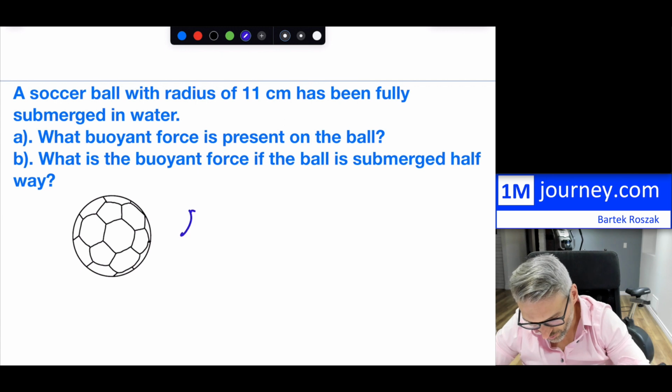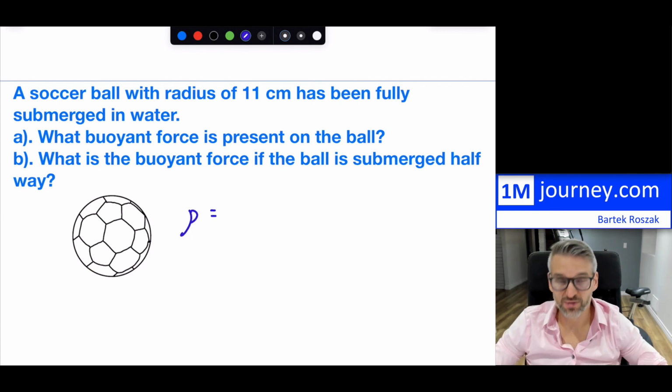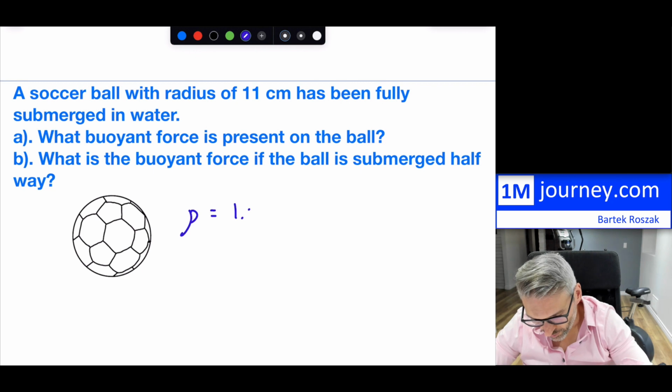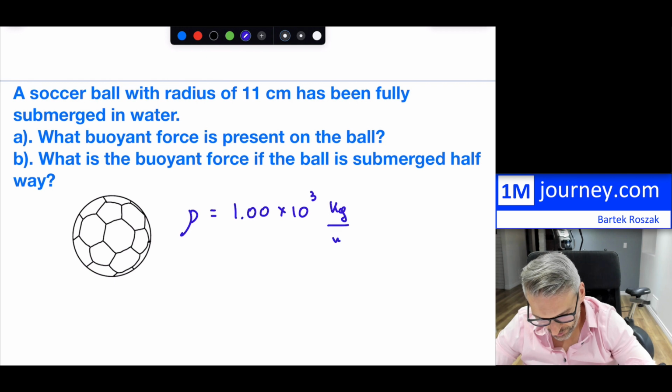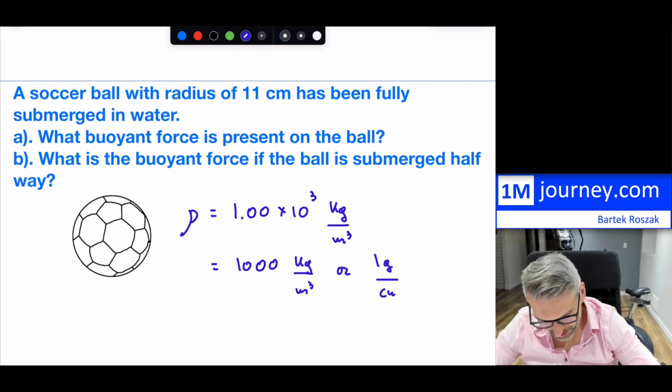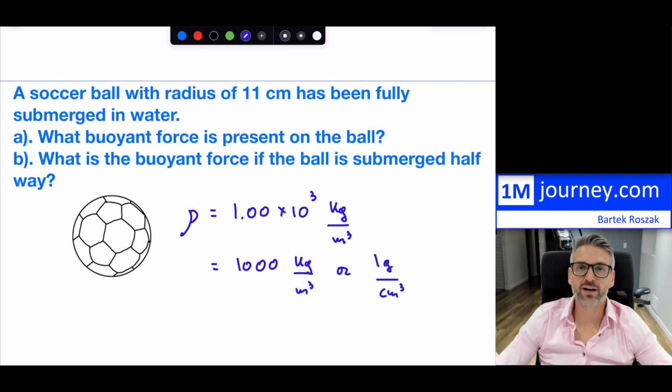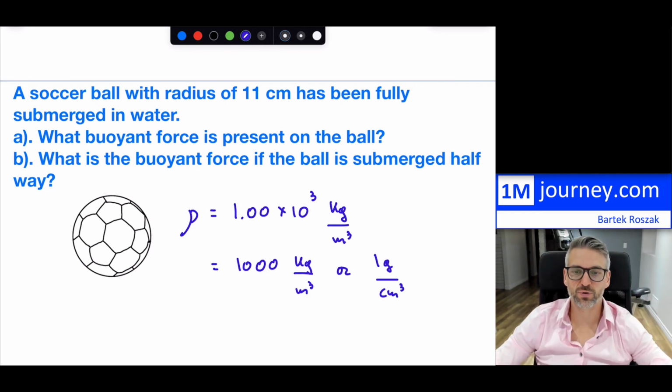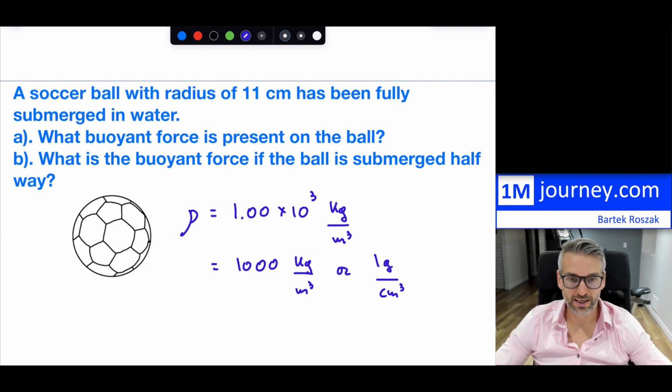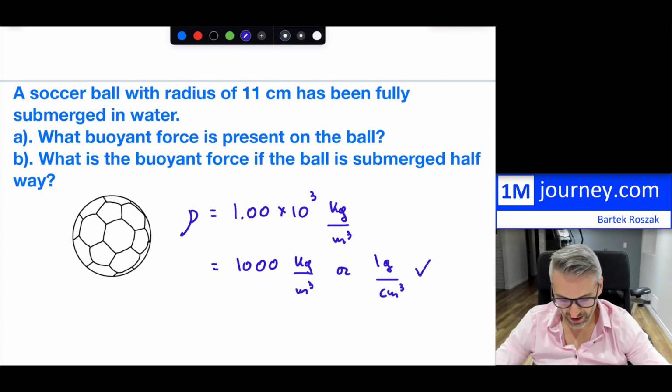What's the density of water? Well, the density of water at approximately 4 degrees Celsius is 1.00 times 10 to the 3 kilograms per meter cubed. In other words, this is simply 1,000 kilograms per meter cubed, or 1 gram per centimeter cubed. So you can think back of density. I can put up a link above if you want to think about densities of various items. So that's the density of water.